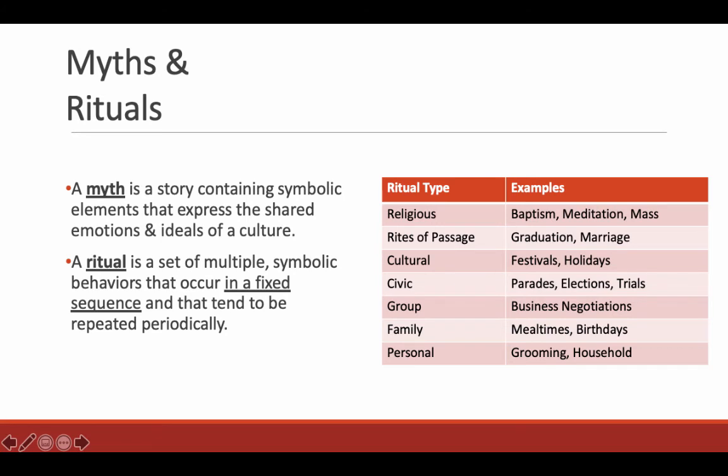And lastly, I just go over what a myth and a ritual is, so make sure you read this, but just know there are different rituals. They're connected to daily rituals, like your everyday actions, things that could be anywhere from religious, like a baptism, or rites of passage like marriage or graduation. It could be cultural, like a holiday, Chinese New Year or Thanksgiving, or a group ritual, like a business negotiation, like a merger. In a family, it could be a birthday, and personal, like grooming, household.